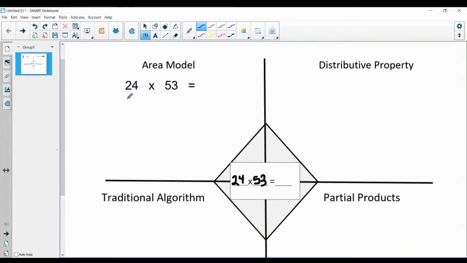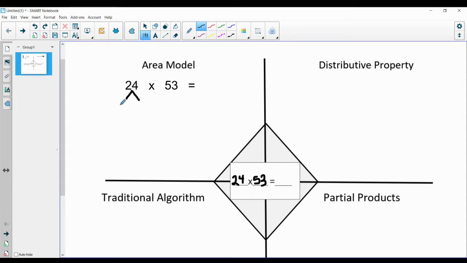Today I'm going to show you 4 different strategies for 2-digit by 2-digit multiplication, starting with the area model. We're going to look at 24 times 53, and first we're going to decompose those numbers into their tens and their ones. If you can do this in your head, you can skip this step. If not, or if you think this will be helpful, you can draw it out.